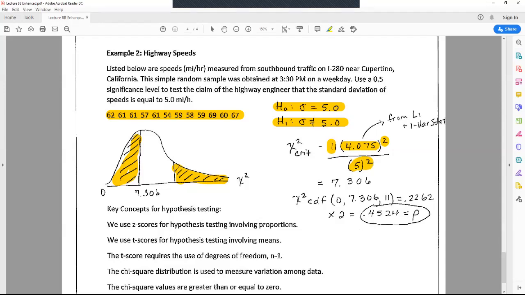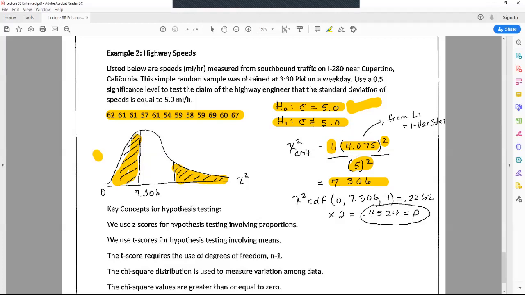Okay, and that comes from here, right? Because the null claims that the standard deviation is equal to 5. Once we calculate this, we get a chi-square critical value of 7.306.